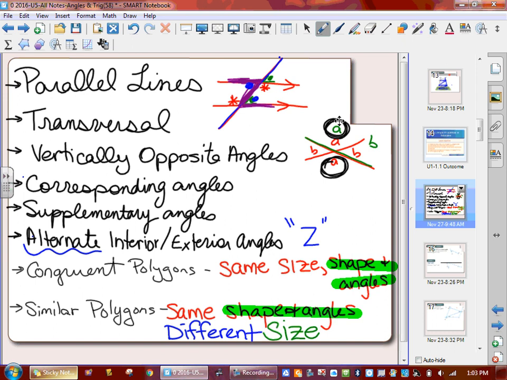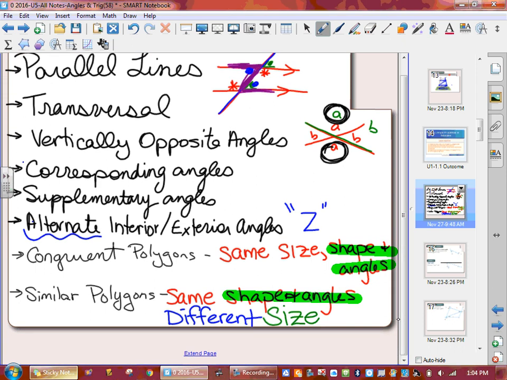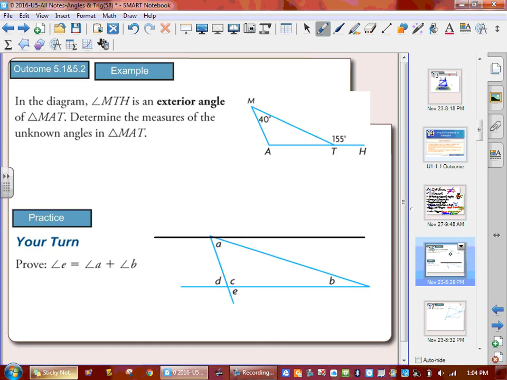Corresponding, same side of the street. Supplementary, adding to 180. Alternate, that's your Z rules. Now we're talking about congruence versus similarity. The minute you see the word congruent, it means they're identical in every way, so same shape, size, and angles. But the minute you see similar, the only thing that's different is their size, because we're going to be comparing them. So now we're going to take a look at all of these on different diagrams.